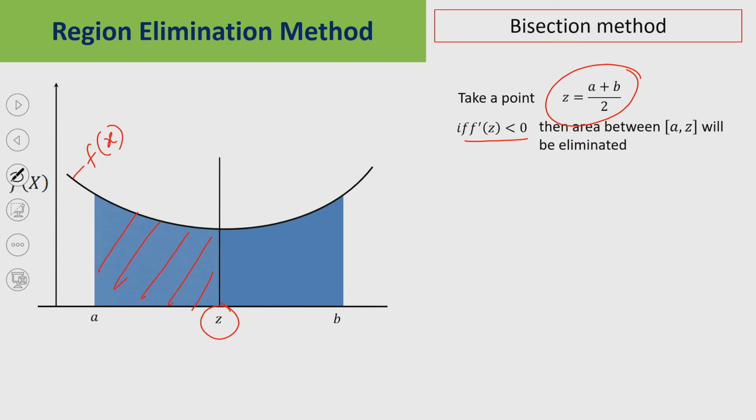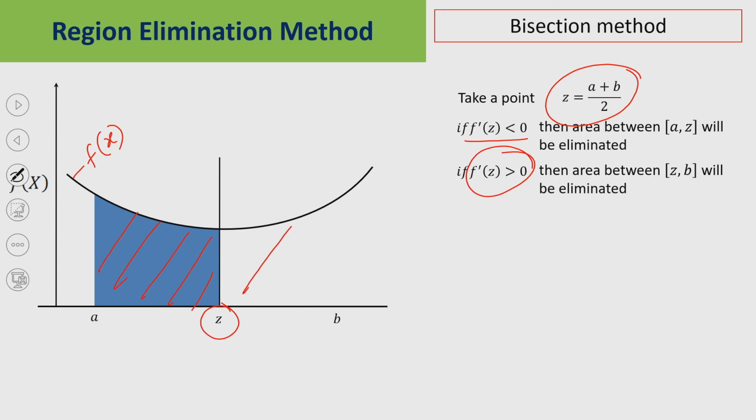So, optima is not there in this region. So, I can eliminate this particular region. Now, if the derivative is positive, then I can eliminate the other region, this region can be eliminated. Now, suppose this is my first iteration; in the second iteration I will take another z and check whether the derivative is positive or negative, and that way I can eliminate the other region.